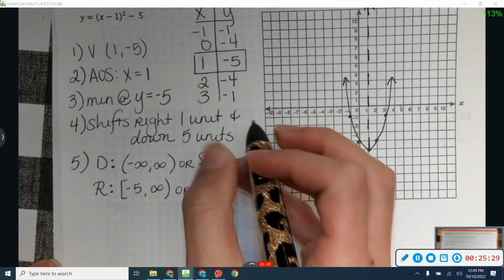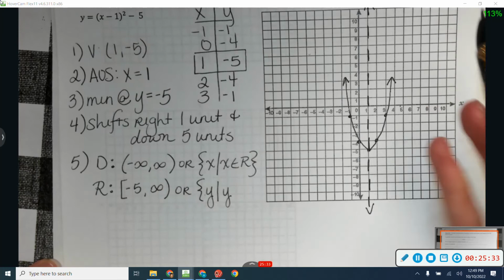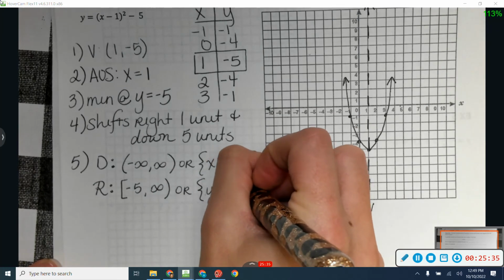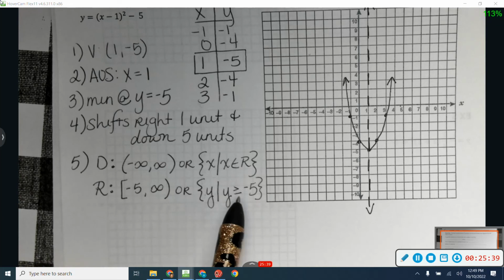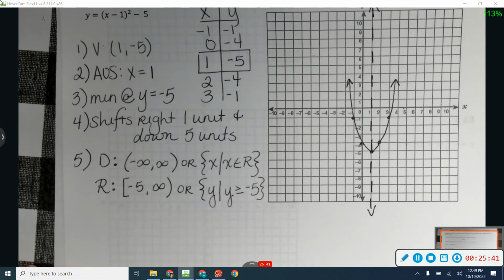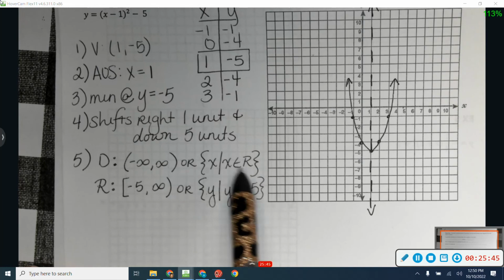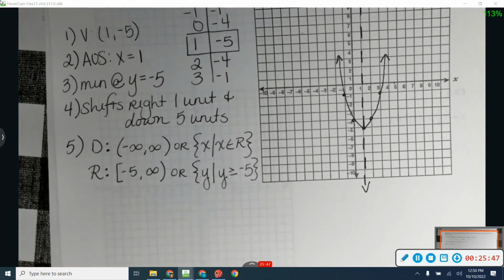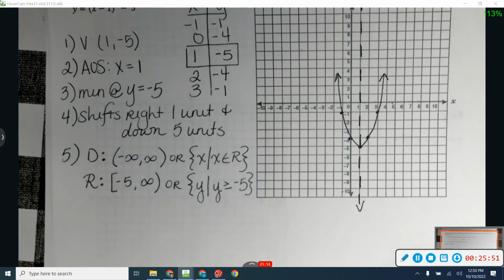If I were doing set builder notation, I'd have y is what? Greater than or equal to negative 5. Again, you don't have to do both. You can do whichever one you're comfortable with, but I'll write both so that you can see whichever way you need. Okay? You're good with that? Okay.